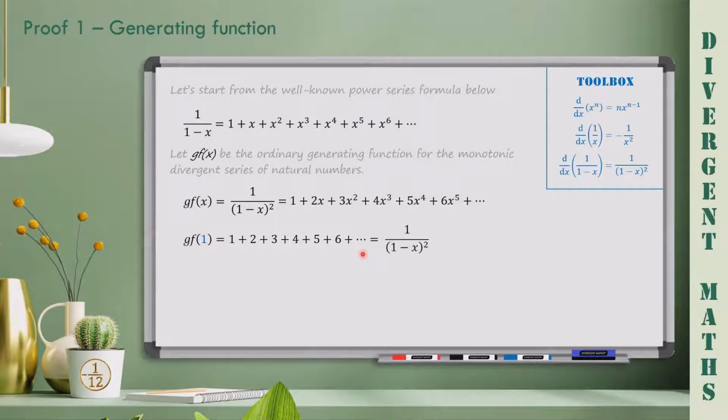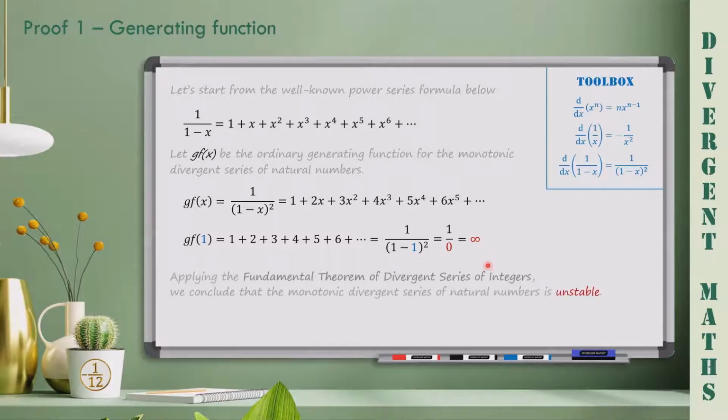So we can find the sum here by taking the generating function gf of x and evaluating it at x equal 1. 1 over 1 minus 1 squared, which is 1 over 0 squared, which is 1 over 0. And that's infinity. So unfortunately, applying the fundamental theorem of divergent series of integers, we conclude that the monotonic divergent series of natural numbers is unstable.